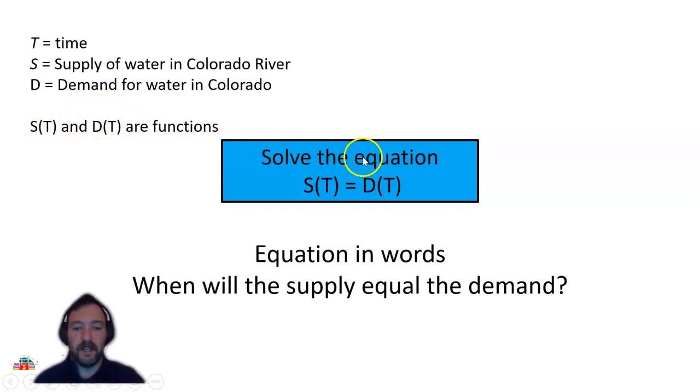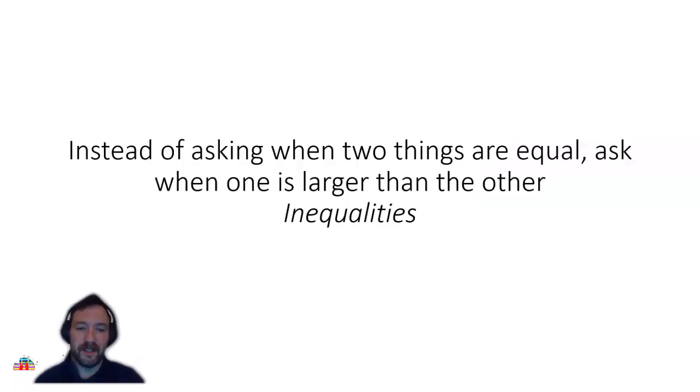So if you're asked to solve the equation S of T equals D of T, you're asking when, or in other words, what values of T, the input, that you're solving for the input, will the supply equal the demand? And obviously this is a hugely important question for, in particular, the Colorado River, which is not in such good shape. It's experiencing a lot of drought. And so if you're a political scientist or you work for the government, this is a very important question. When will the supply equal the demand? In other words, when will we have enough water for all the people living in Colorado?